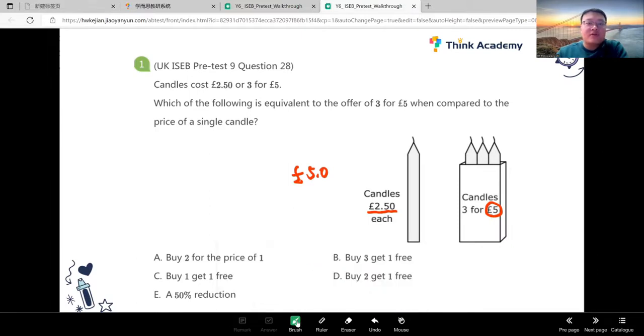But you will see that if you pay 5 pounds, you can get 3. So which one are you going to choose, guys? You buy 2, it costs 5, right? But actually, if you pay 5, you can get 3. That means the last one you can get for free, right? So you're going to choose D. It means you buy 2, you get 1 free. Does it make sense, guys? Maybe you can type your answer in the chat box, interact with me. So next question.